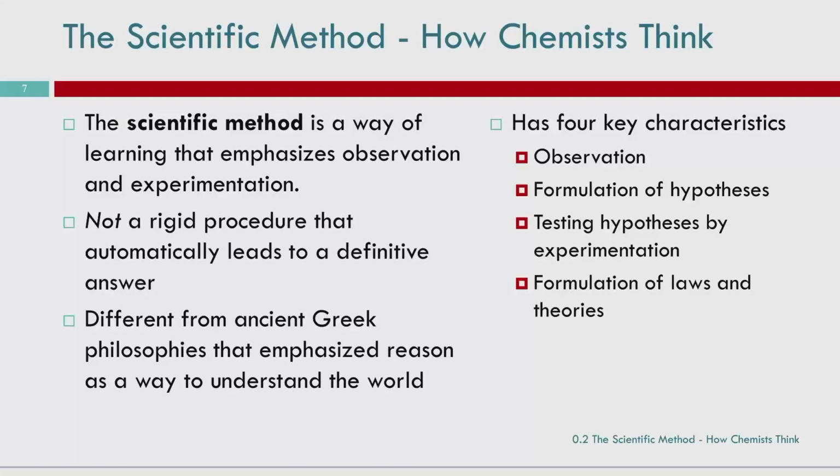In science, we often use the scientific method. This is a way of learning. It emphasizes observation and experimentation, in contrast to what they had before that, which was reason, where they just like, oh, if this, then that, and the other thing. Now we use the scientific method. It is not a rigid procedure that automatically leads to a definitive answer. It's just kind of a guiding framework of a good set of steps to follow.